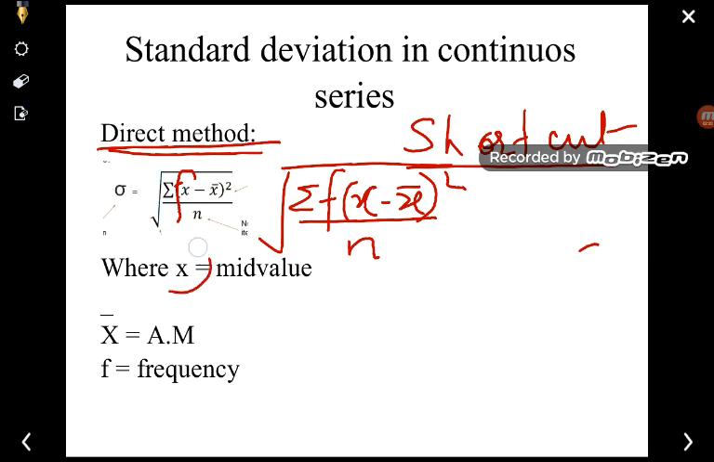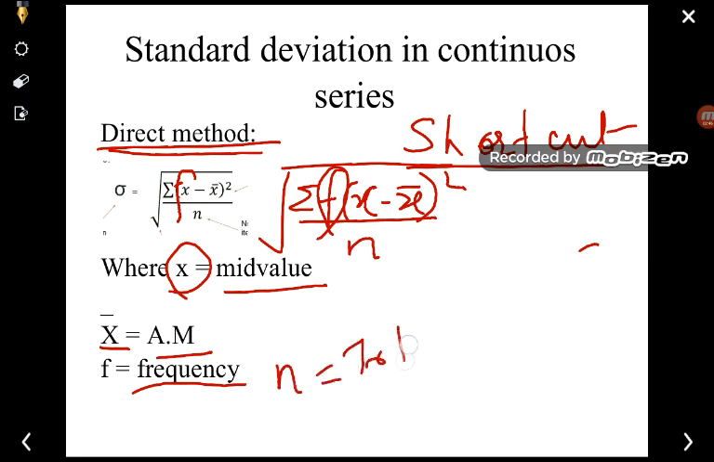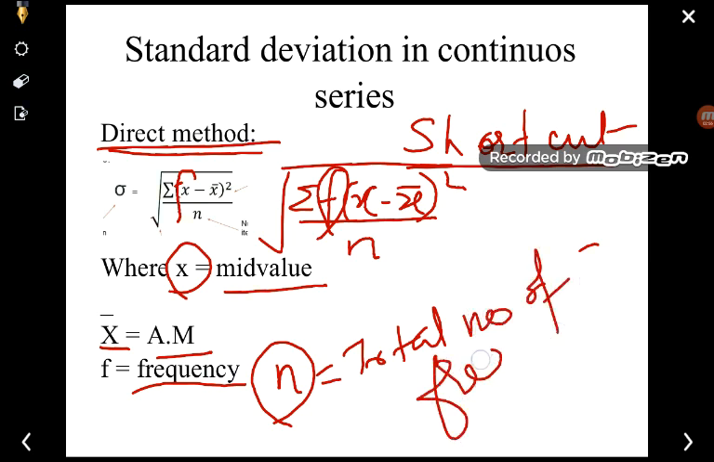But here, what is x? X is the mid value. You know that when the data are given in class intervals, we have to find out the mid value. And what is x bar? X bar is the arithmetic mean. What is f? F is the frequency. Here n is taken as the total number of observations, which is the total of the frequencies.